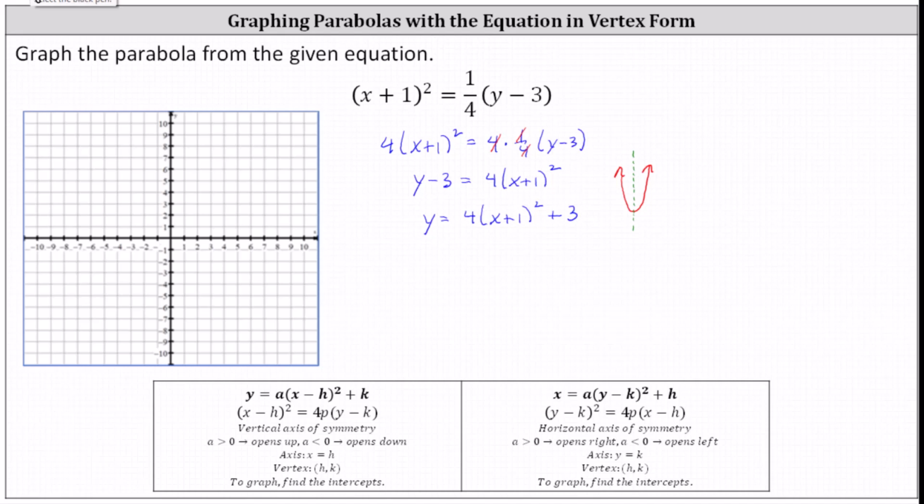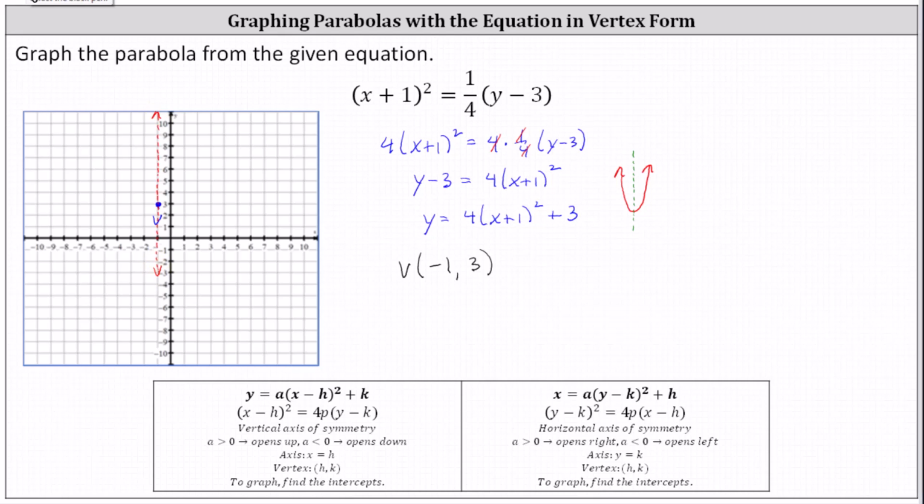The vertex is always the point h comma k, so let's determine the vertex. Because we have x plus 1 and we identify the value of h in the form of x minus h, h is negative 1. X plus 1 is equivalent to x minus negative 1. And because we have plus 3 on the end, k is positive 3. We now know the vertex is the point negative 1 comma 3. Let's plot the point on the coordinate plane. This is the vertex. Let's also sketch the axis of symmetry, which is this vertical line passing through the vertex.